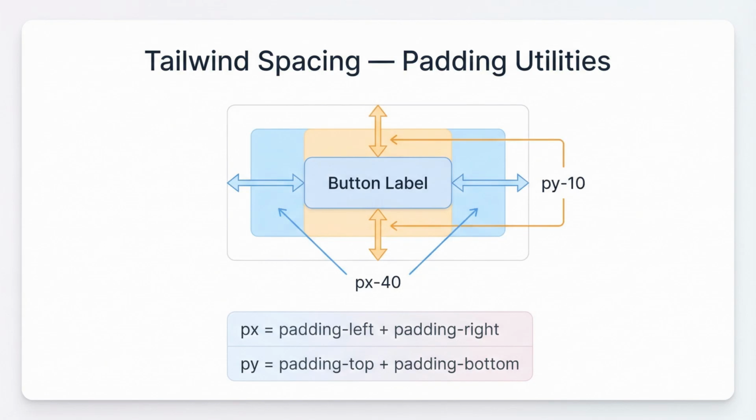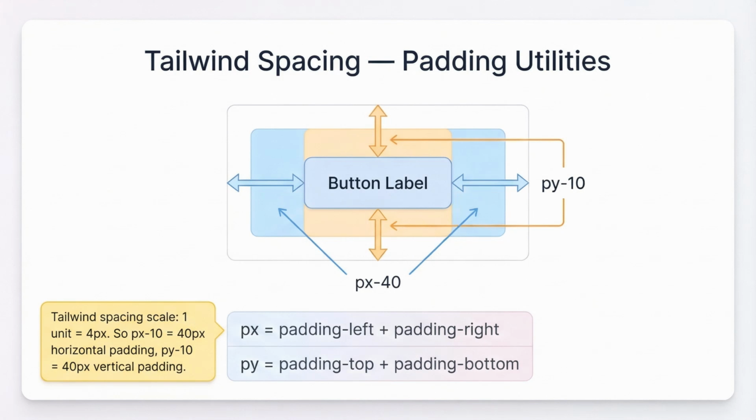When you want to add padding, instead of writing padding: 10px 40px in CSS, you use shorthand classes. px controls horizontal padding, that's left and right. py controls vertical padding, top and bottom. So px-10 gives you padding on the x-axis, and py-2 gives you padding on the y-axis.